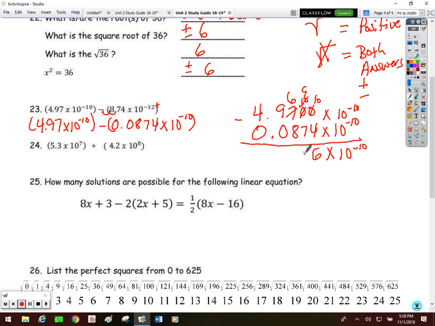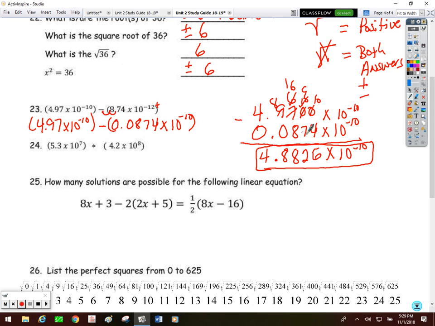9 minus 7 is 2. 6 minus 8 I can't do, so we've got to borrow one to make that 16. 16 minus 8 is 8. 8 minus 0 is 8. Bring down my decimal, and then 4. So my final answer is 4.8826 times 10 to the negative 10th power.